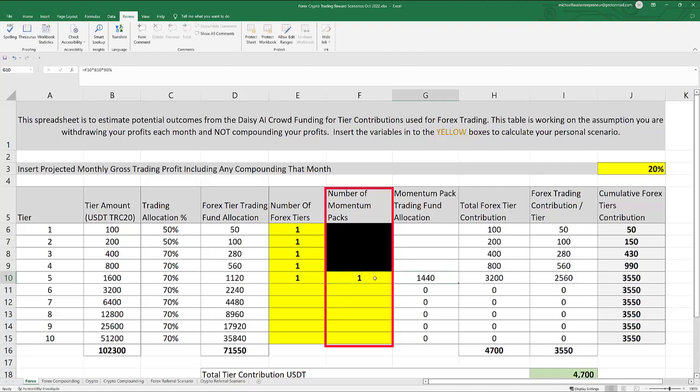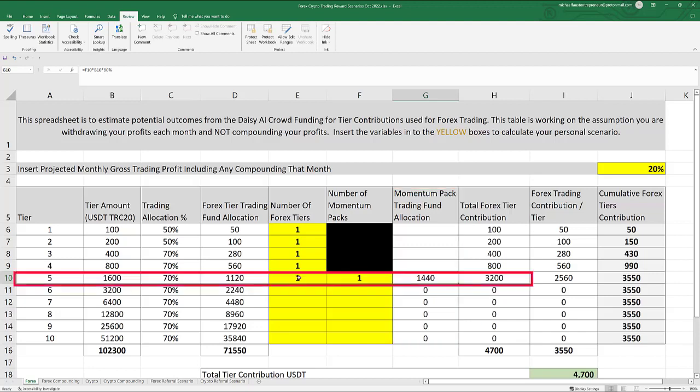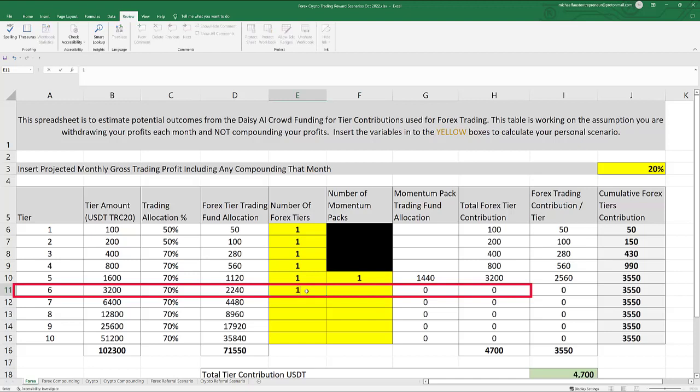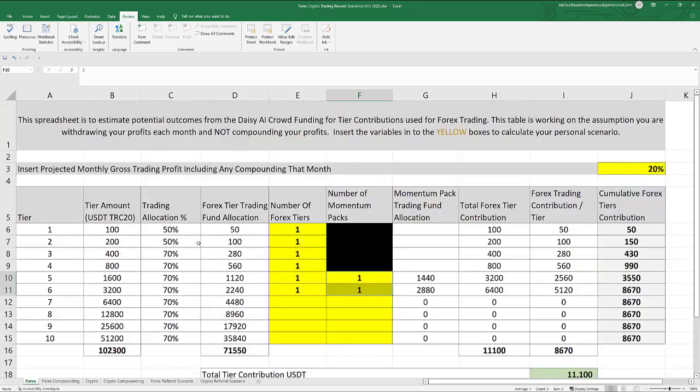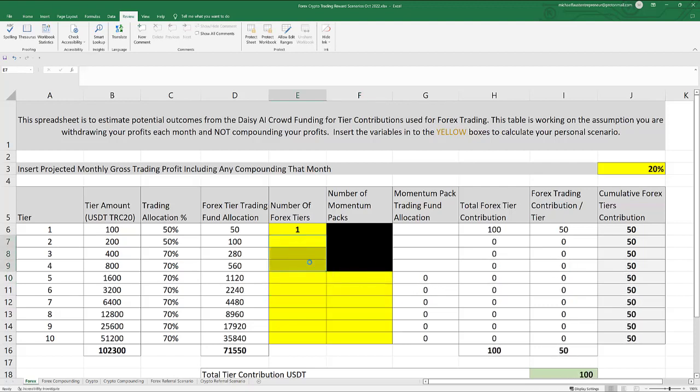Momentum packs have 90% going to the trading pool rather than 70%, but you have to first have the normal tier 5 to get a tier 5 momentum pack. You first need to get the normal tier 6 with 70% in order to get a tier 6 momentum pack. So you can play with the numbers here and that will give you the various scenarios. You can see here when you add momentum packs, the net profit is actually increasing, because with your first two tiers, 50% goes to trade, then 70% for all other higher tiers, and 90% for momentum pack. I'm just going to remove those additional packs and work on very conservative numbers.